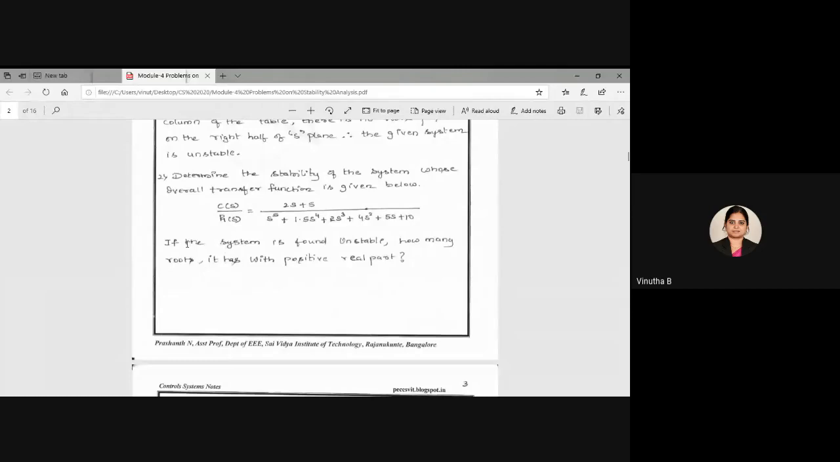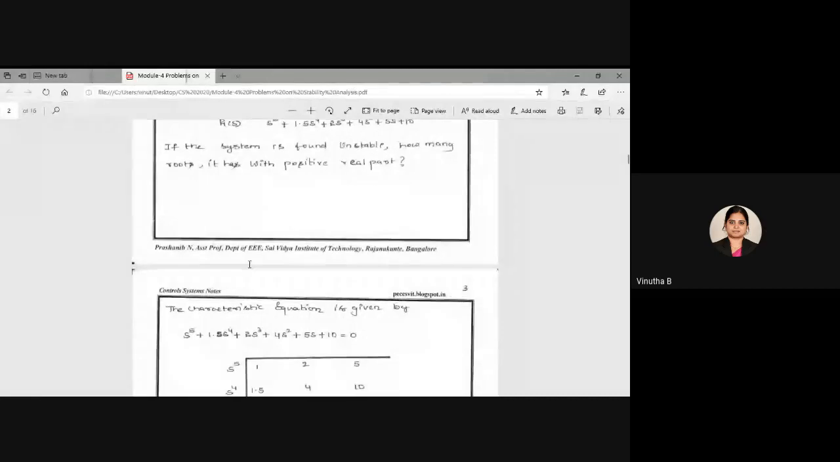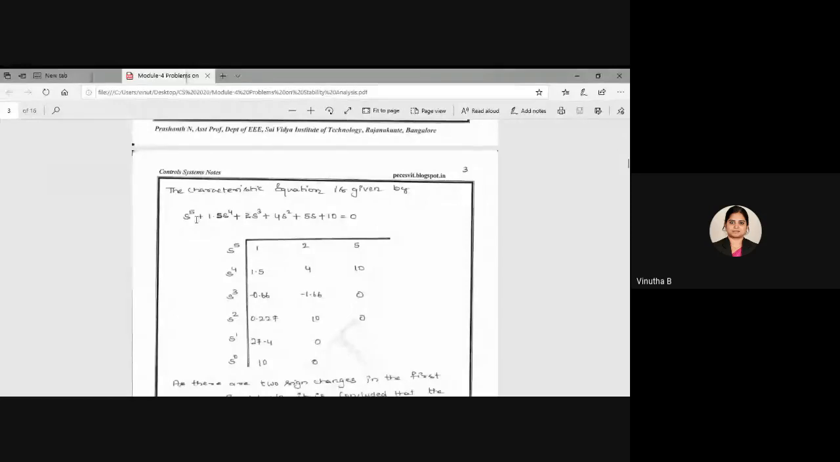So what is it that he has told? If the system is found unstable, how many roots does it have with positive real part? Whenever you have a positive real part, that means the roots are present on the right half of the S plane, and that indicates that the system is unstable. So here he is saying that if the system is found unstable, how many sign changes will indicate how many roots are present on the right half of the S plane. Okay. So here the characteristic equation is given by s^5 plus 1.5 s^4 plus 2s^3 plus 4s^2 plus 5s plus 10 equal to 0.